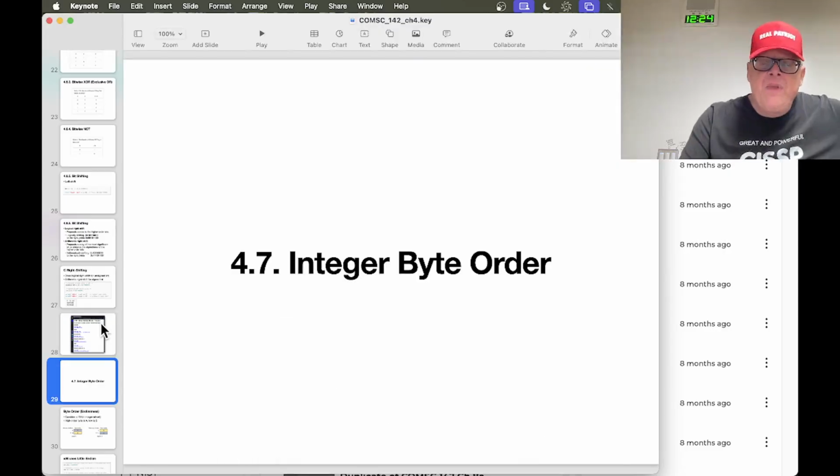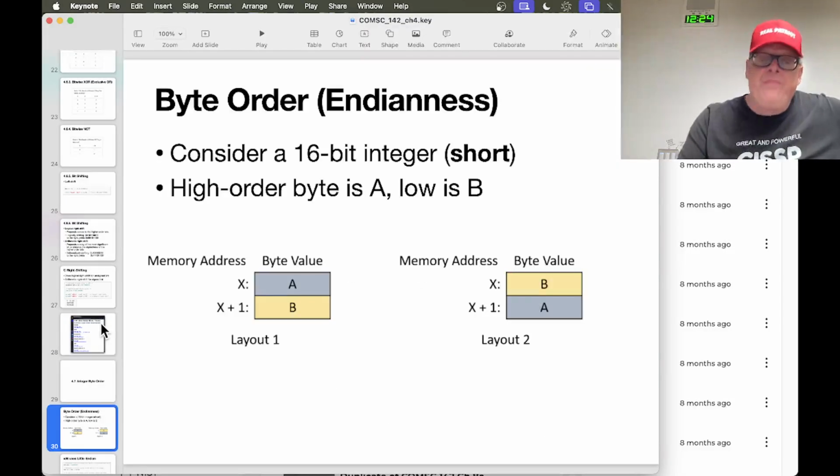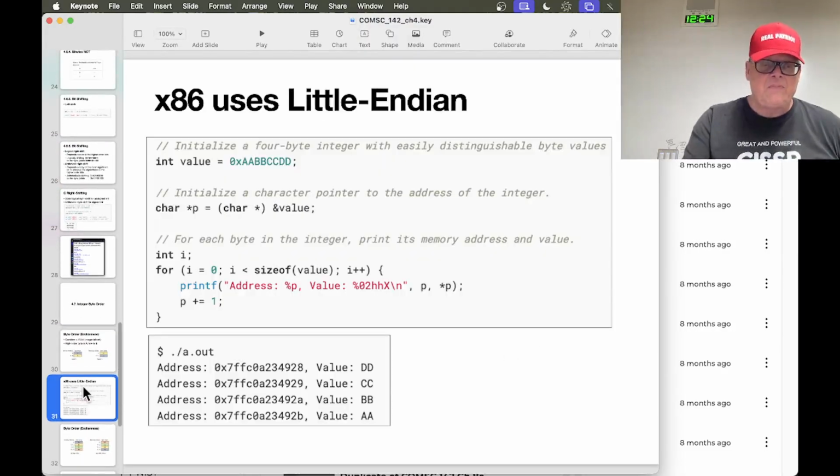All right. So then we've got the integer byte order. This is endianness. And this we will have to confront a lot when we get to binary exploits. So if you have a 16-bit integer, the higher order byte is A and the lower order byte is B. So this is two possible layouts. You can put the most significant byte at the lower memory address and the least significant at the higher address, or you can put them in opposite order. All right. x86 uses little endian.